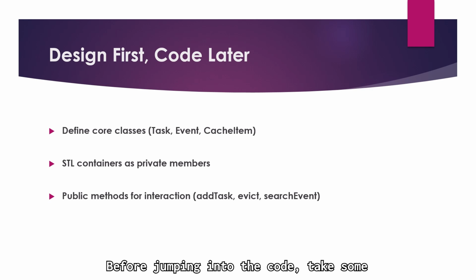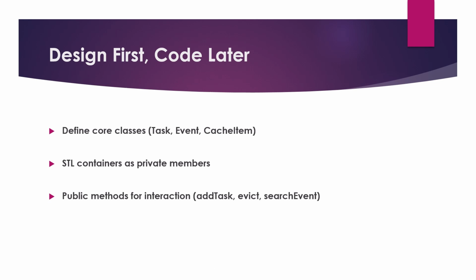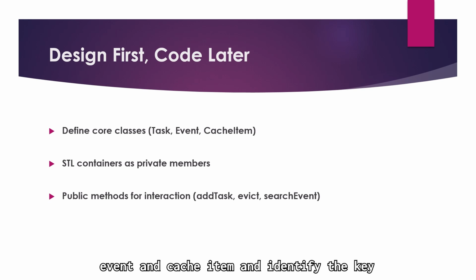Before jumping into the code, take some time to carefully design your project. Start by defining the key classes such as task, event, and cache item, and identify the key attributes and methods for each class. This design phase is critical because it will help us structure our code and avoid unnecessary complications later.